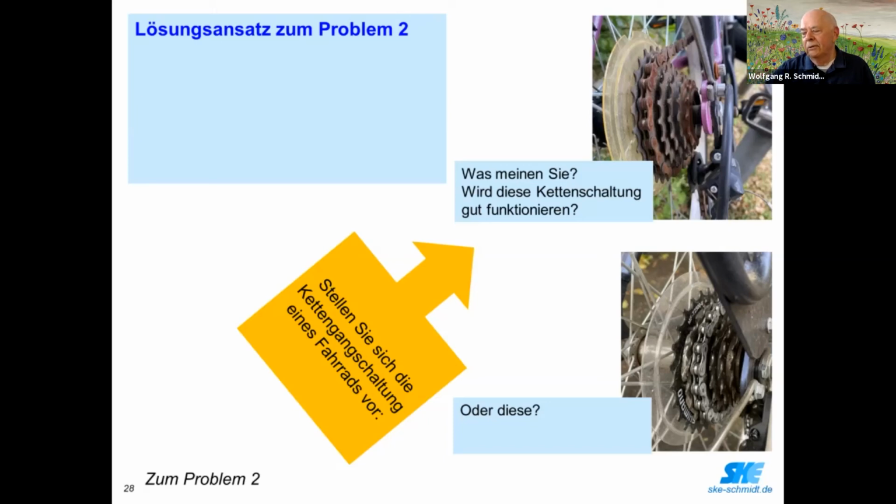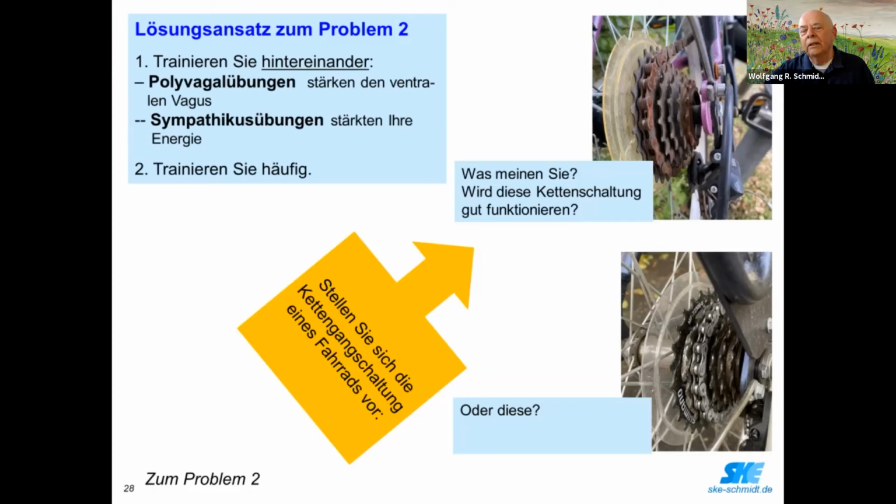Now, when you look in detail, I don't believe that the upper gear shift will be very much of help to adapt to different cycling conditions. But when you look at the bottom, well-oiled, that looks more likely to help you, because it can switch from one wheel to the other one, apparently very swiftly and in a very fluid way.